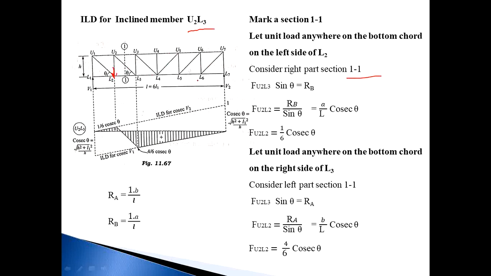On the right side part, the number of forces is RB reaction and the y component of this U2 L3. The y component is F U2 L3 into sin theta, which is equal to RB. Now RB is going in an upward direction, so your balancing force should be in a downward direction, which means the direction of the arrowhead for this U2 L3 is towards the origin. So F U2 L3 is equal to RB upon sin theta, and RB is equal to A by L, and 1 upon sin theta is nothing but cosec theta.